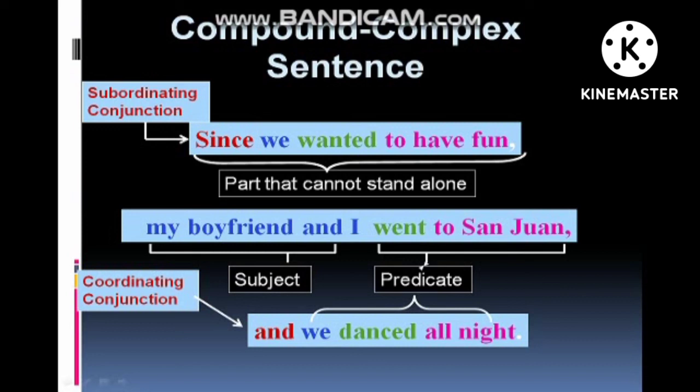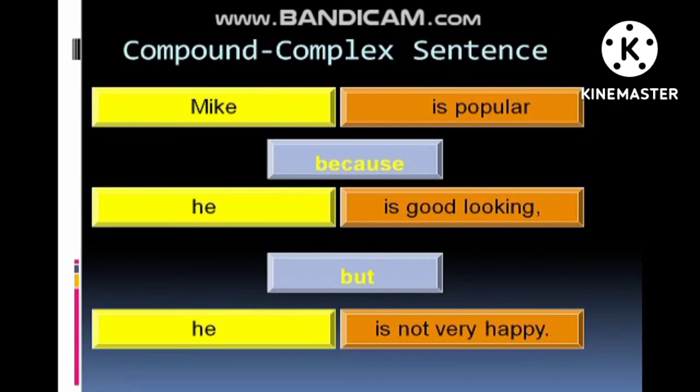My boyfriend and I went to San John. My boyfriend and I is the subject. Went to San John is the predicate, and we danced all night is also a predicate, and and is the coordinating conjunction. Compound complex sentence example: Mike is popular because he is good looking, but he is not very happy.